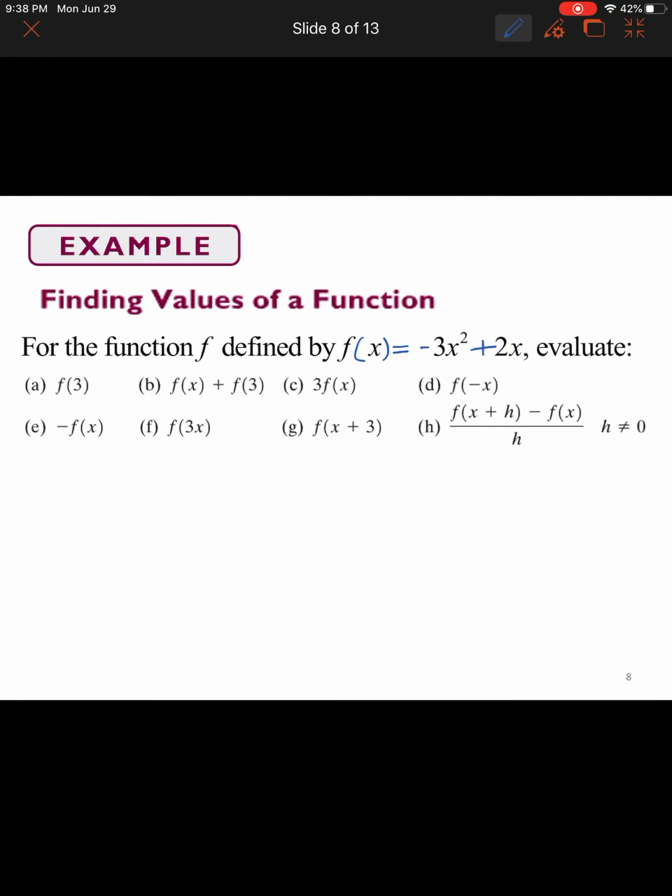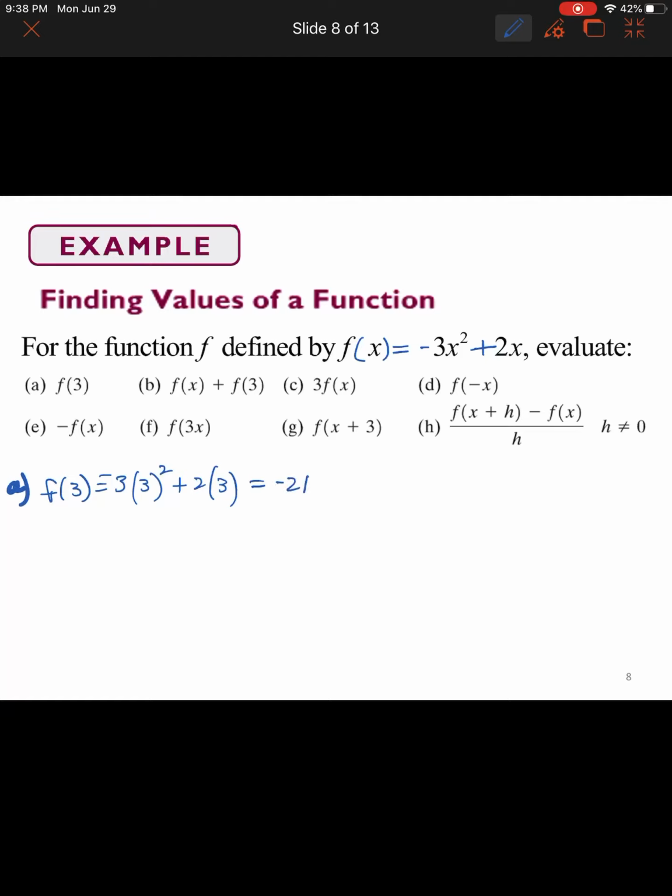But anyways, we have part A, f of 3. It says go to the function f. All right. The function f is negative 3x squared plus 2x. And wherever I see an x, I'm going to put a 3. And notice I left off a very important negative sign at the very front there. So we have negative 27 plus 6 is negative 21, part A.